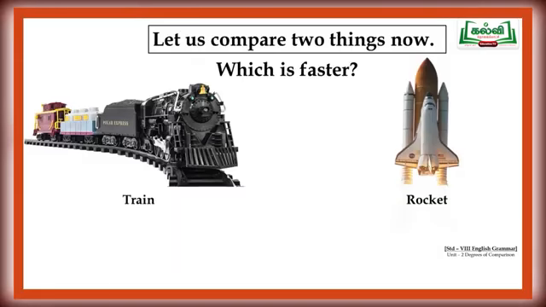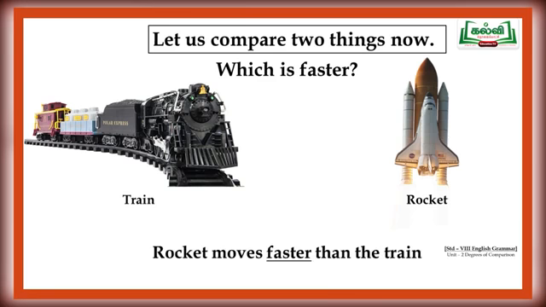Dear children, now let us compare things. We are going to compare two things now. Look at the picture. What is the first picture? Yes, it is a train. What about the second one? It's a rocket. Can we compare these two images now? The rocket moves faster than the train. So, which is faster? Rocket is the right answer. Very good. We can say in another way that the train moves slower than the rocket.